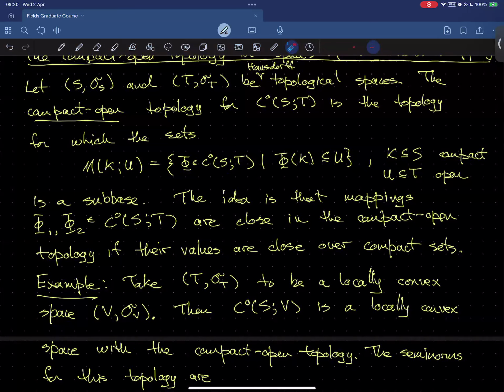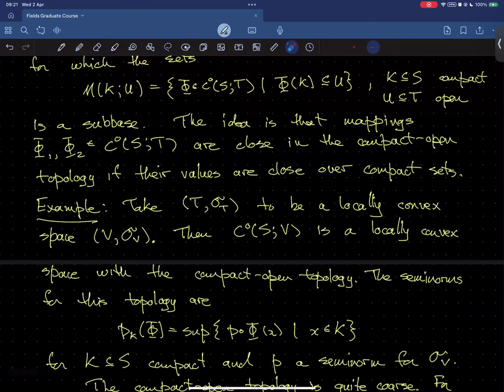The meaning of it is less simple, but the idea is you fix a K, and then you maybe make U small, and the idea is that mappings are close when they only differ a little bit, in this maybe small open set U, across K. So their values on K are close in the sense that they're in U.